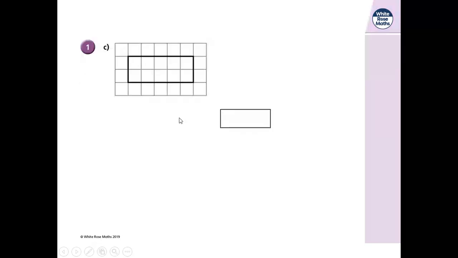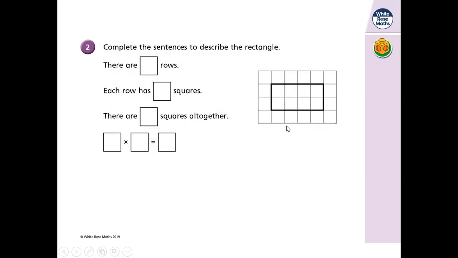Now, you can use the same method in here. You're going to count the squares, 1, 2, 3, 4, 5. And on the left-hand side, you're going to count this length, 1, 2. And this is going to give you 2 times 5, an area of 10 centimeters squared. Remember to use centimeters squared.